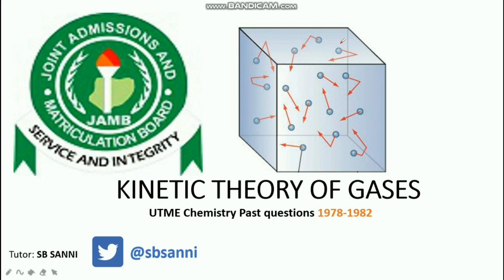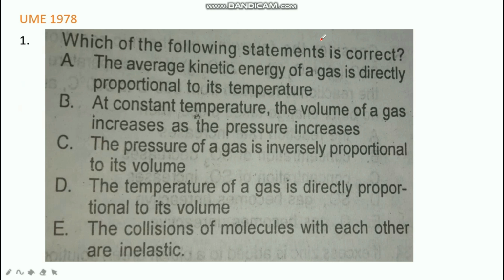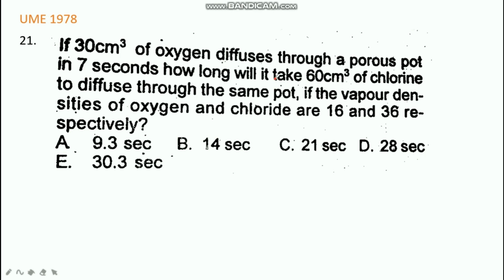Kinetic Theory of Gases, UTME Chemistry past questions, 1978 to 1982. We've got the first one. UTME 1978 question number 1. Which of the following statements is correct? The average kinetic energy of a gas is directly proportional to its temperature. Of course, this is correct because the average kinetic energy of a gas is usually a measure of its temperature. So that is correct. Now, for the other one, we have UTME 1978 question number 21.